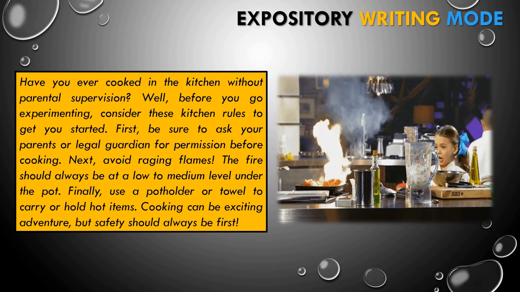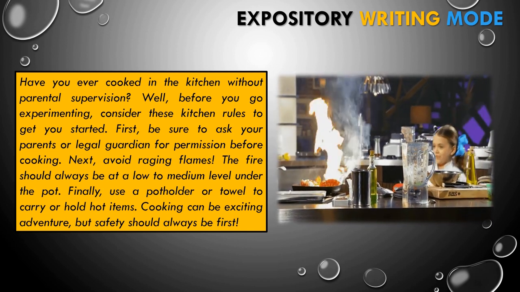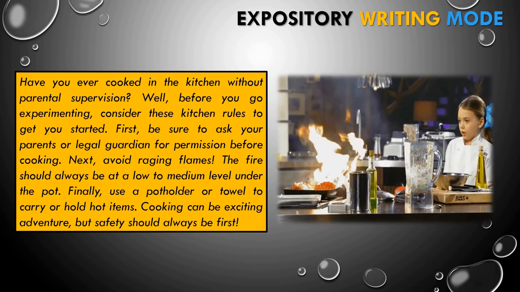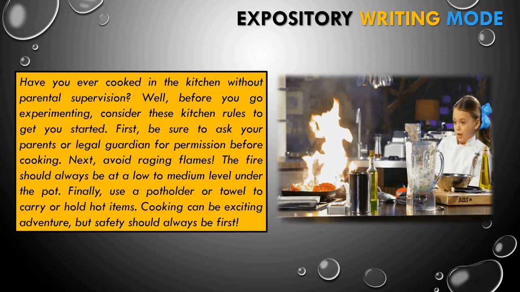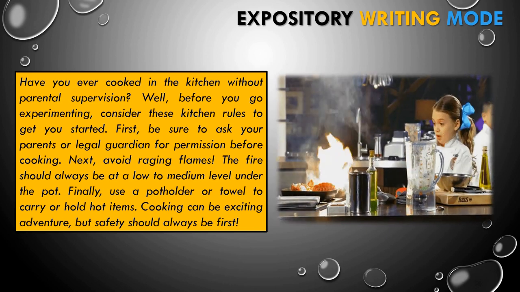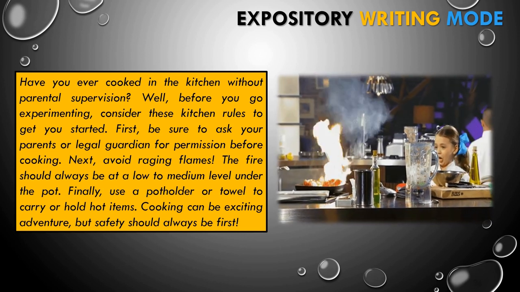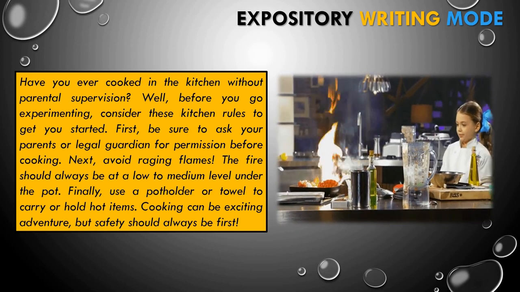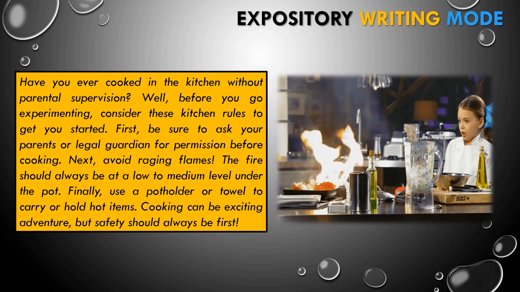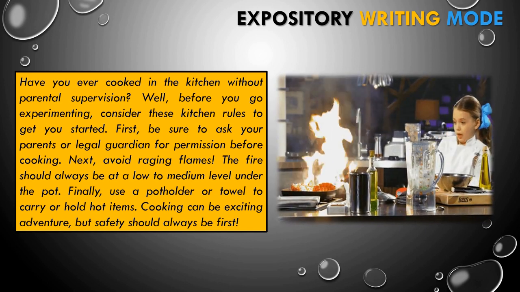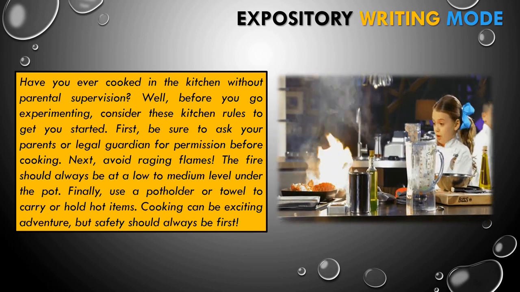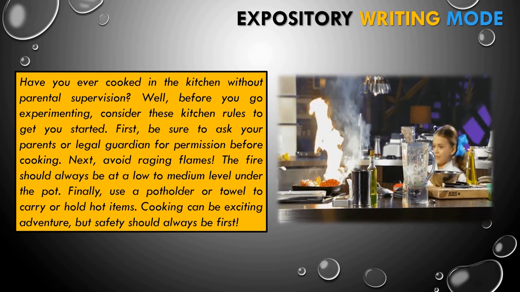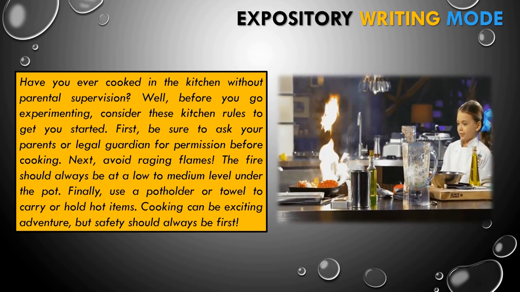Have you ever cooked in the kitchen without parental supervision? Well, before you go experimenting, consider these kitchen rules to get you started. First, be sure to ask your parents or legal guardian for permission before cooking. Next, avoid raging flames. The fire should always be at a low to medium level under the pot. Finally, use a pot holder or towel to carry or hold hot items. Cooking can be an exciting adventure, but safety should always be first.